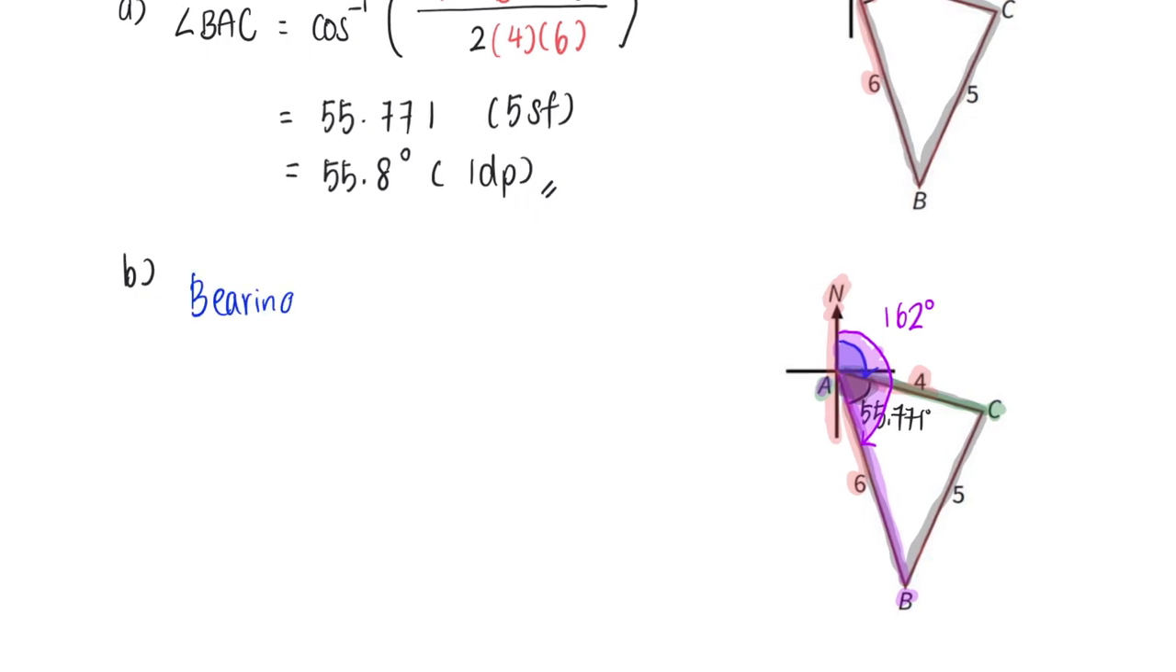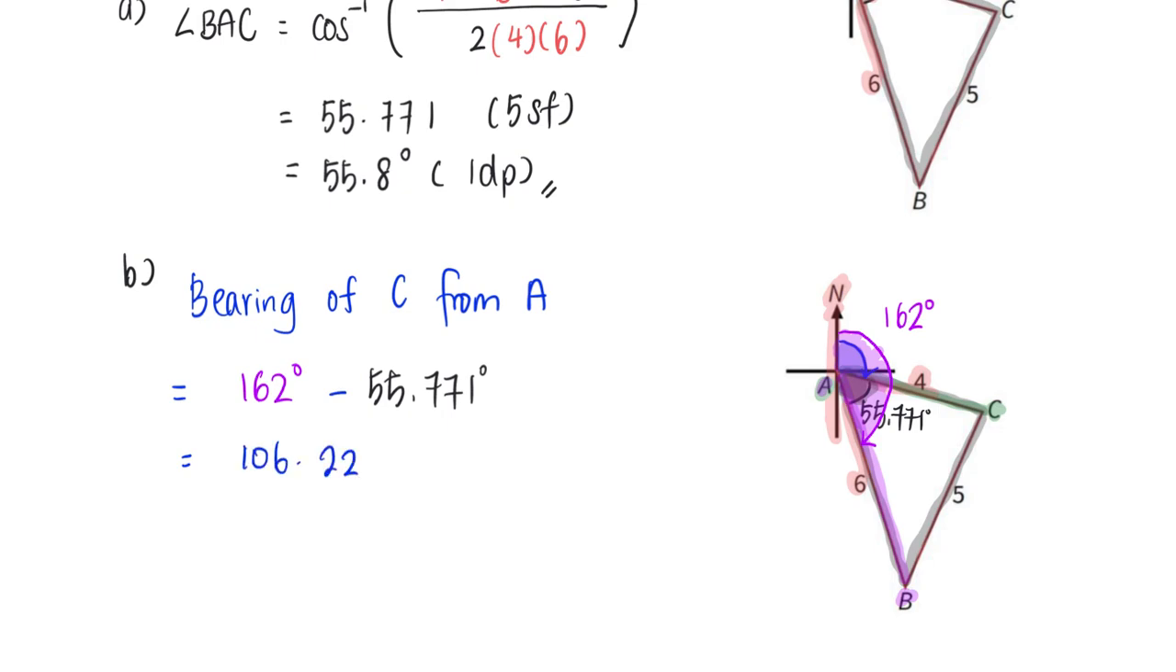Yes. 162 minus away the 55.771. And that would be the bearing of C from A, to 1 decimal place.